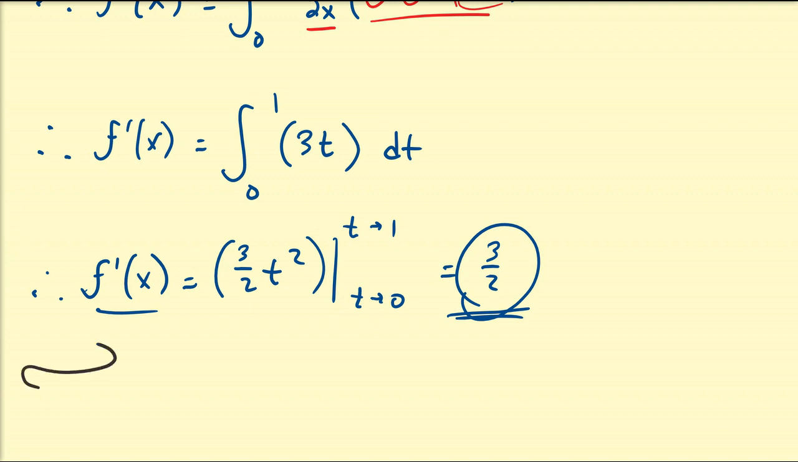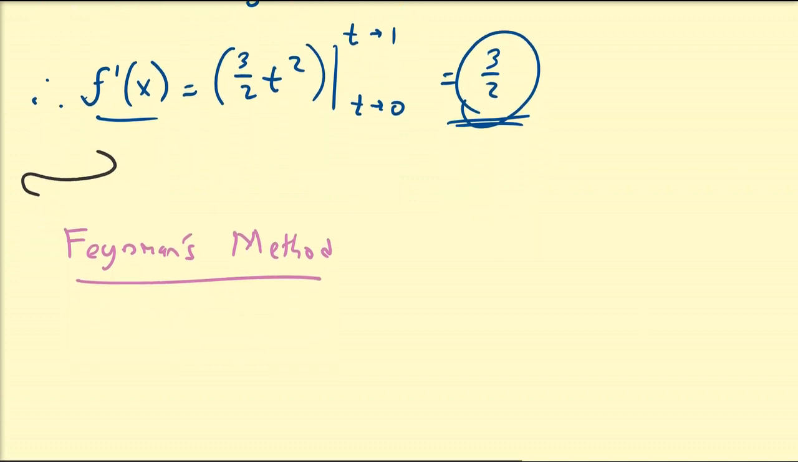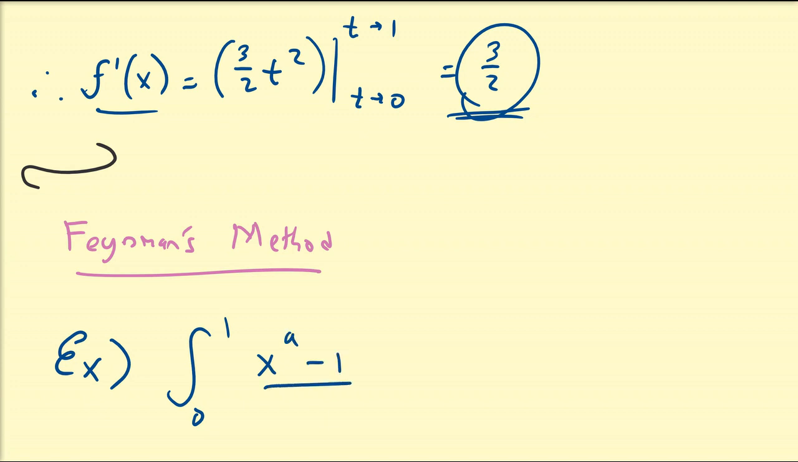dealing with. So an application of Leibniz Rule is an integral calculation method known as Feynman's Method for calculating integrals. So Feynman's Method. So how does Feynman's method go here? So we're going to look at the integral as an example. The integral from 0 to 1 of x to the a minus 1 all over the natural log of x dx.